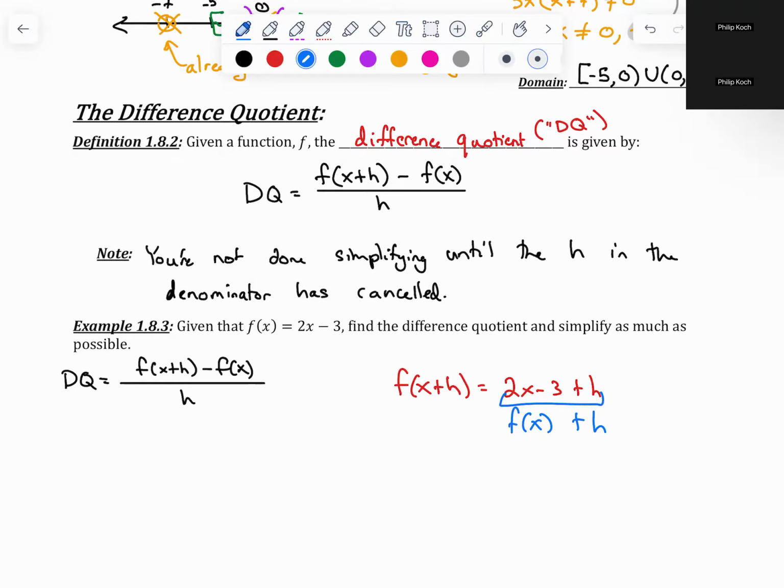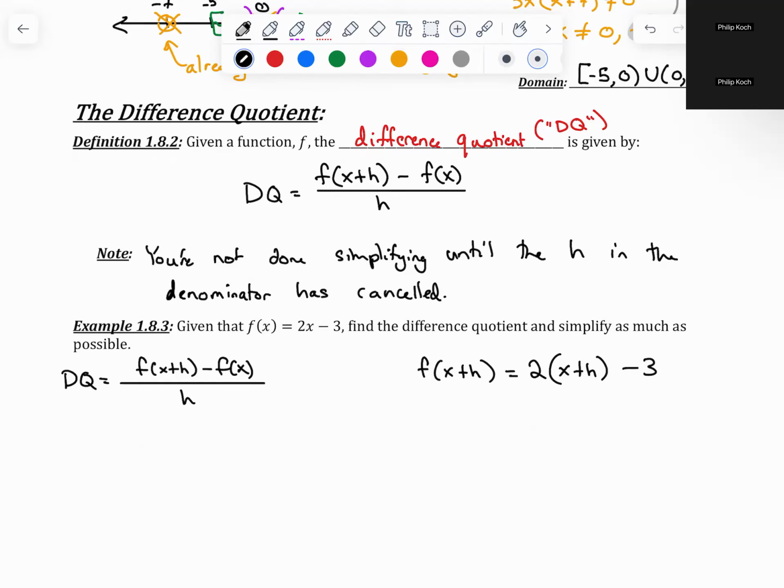If I want to do f of the quantity x plus h, the correct way to do this is to replace every instance of x with an x plus h. So this is 2 times the quantity x plus h minus 3. Does everyone see the difference? It breaks my heart when my calculus students make that mistake. Please be better than my calc students.